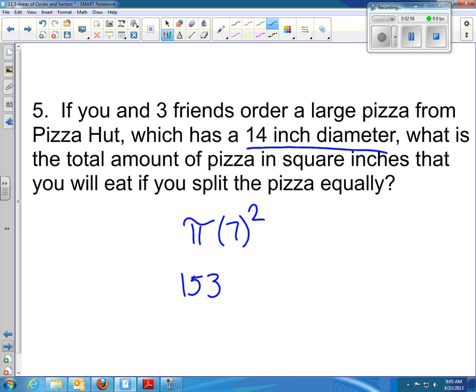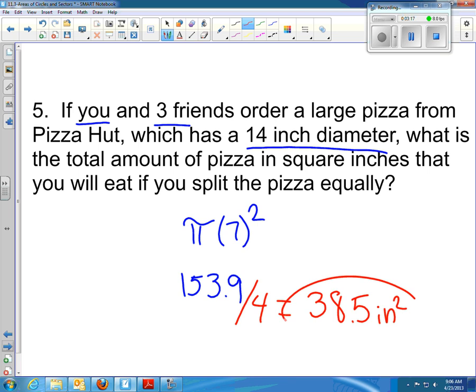I got 153.93804, blah, blah. We'll just, for our sake, go to 153.9. And now we want to find out how much each person is going to get. Well, it's you and 3 friends, so that means there are 4 of you. So we're going to take our number and we're going to divide by 4. And we find out each person gets 38.5 square inches of pizza.